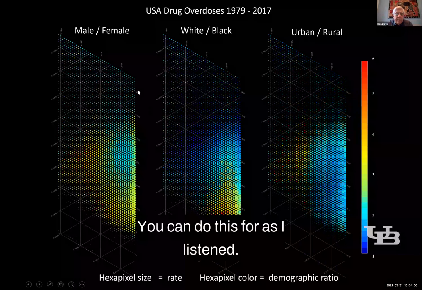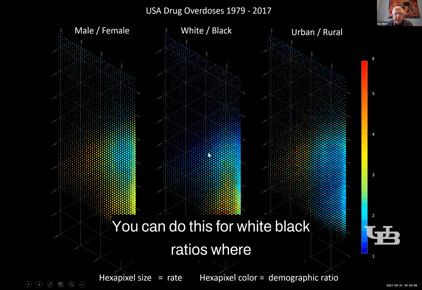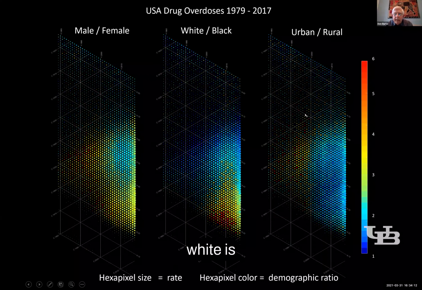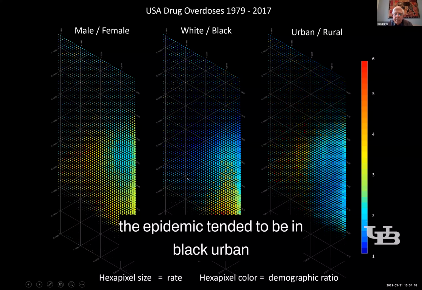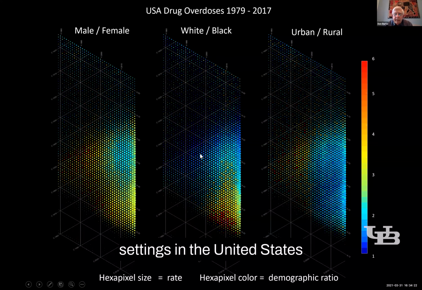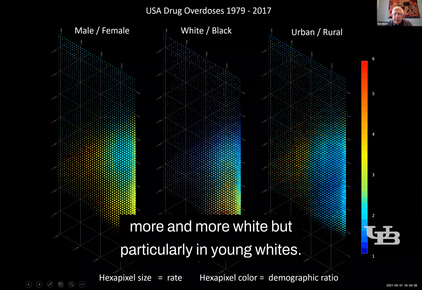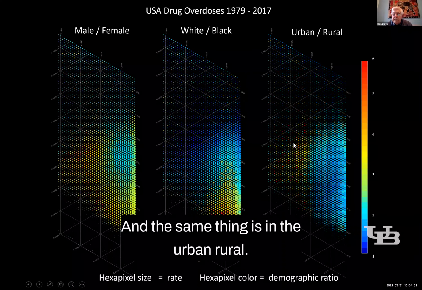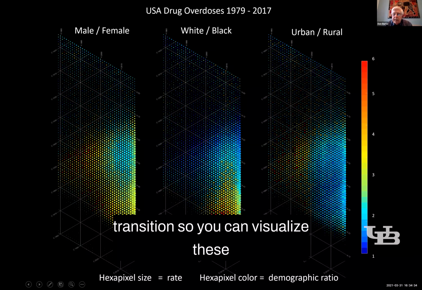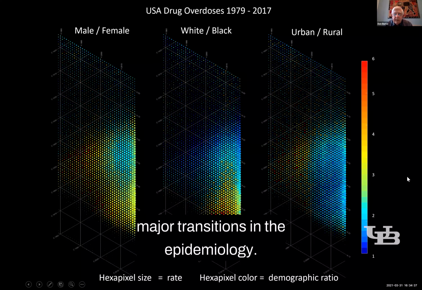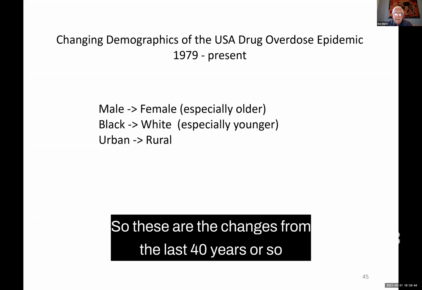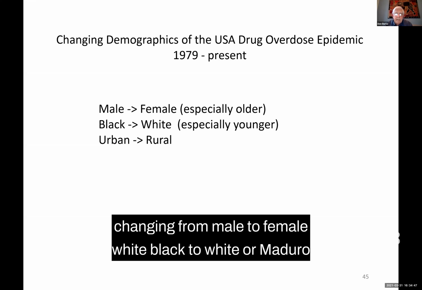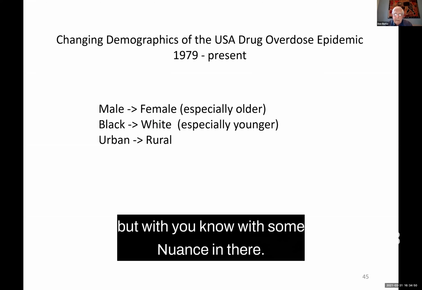This is what we looked at for male-female ratios. You can do this for white-black ratios, where white is in red and black is in blue. The epidemic tended to be in black urban settings in the United States. As time went on, it was more and more white, but particularly in young whites. And then the same thing is in the urban-rural, as you see the transition. So you can visualize these major transitions in the epidemiology. These are the changes from the last 40 years or so, changing from male to female, black to white, urban to rural, but with some nuance in there.